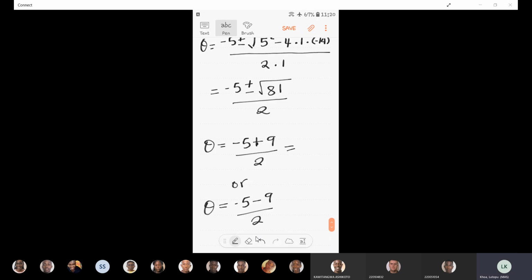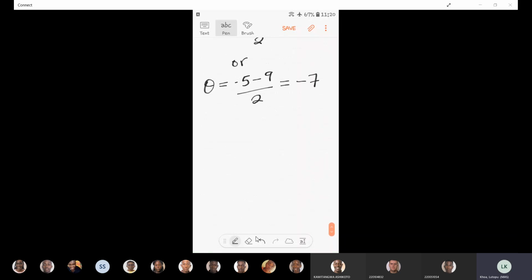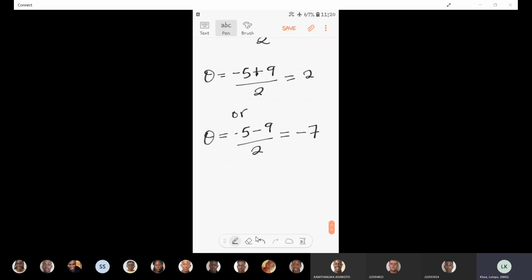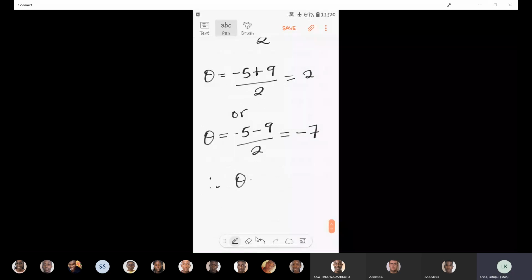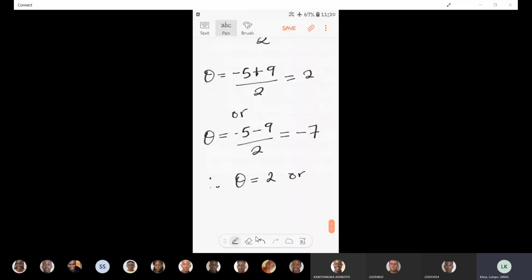Negative 5 plus 9, that is 4. 4 divided by 2, this is equal to 2. Negative 5 minus 9, that is negative 14, divided by 2 is negative 7. So it's always good to conclude with a sentence. Therefore, theta is equal to 2, or theta is equal to negative 7. And then you are done.